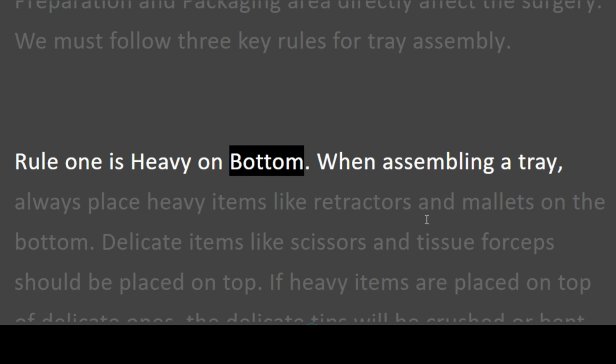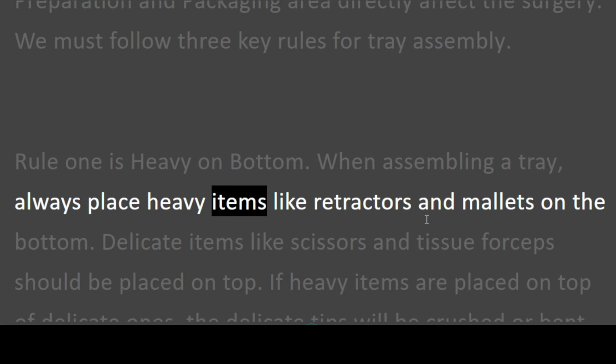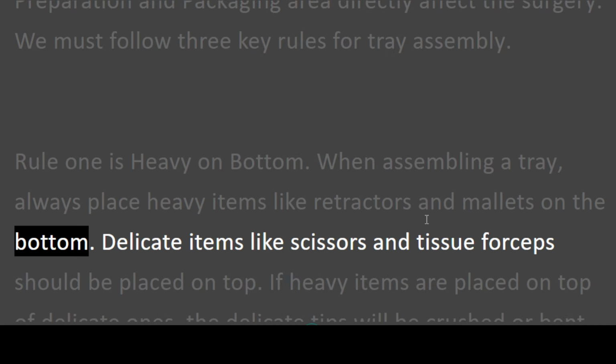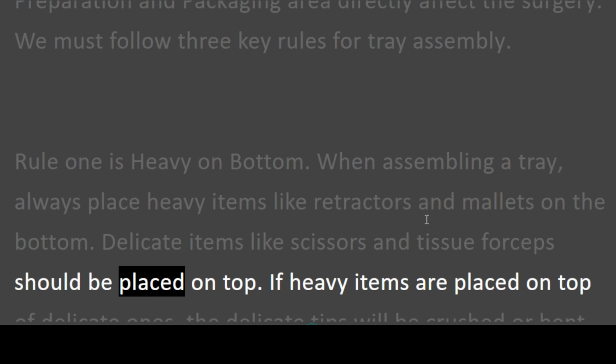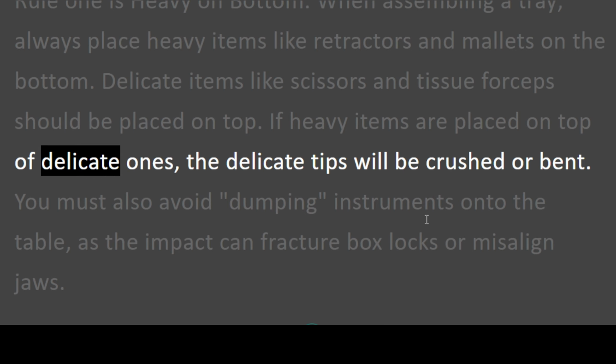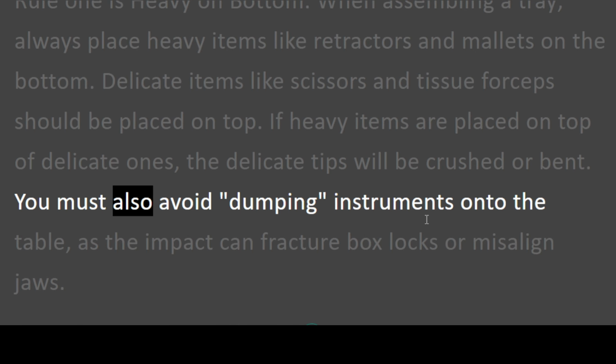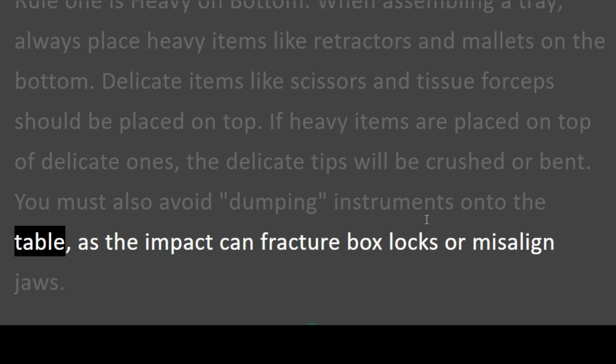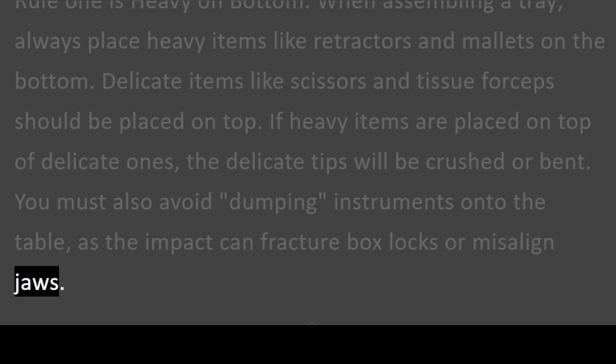Rule 1 is heavy on bottom. When assembling a tray, always place heavy items like retractors and mallets on the bottom. Delicate items like scissors and tissue forceps should be placed on top. If heavy items are placed on top of delicate ones, the delicate tips will be crushed or bent. You must also avoid dumping instruments onto the table, as the impact can fracture box locks or misalign jaws.